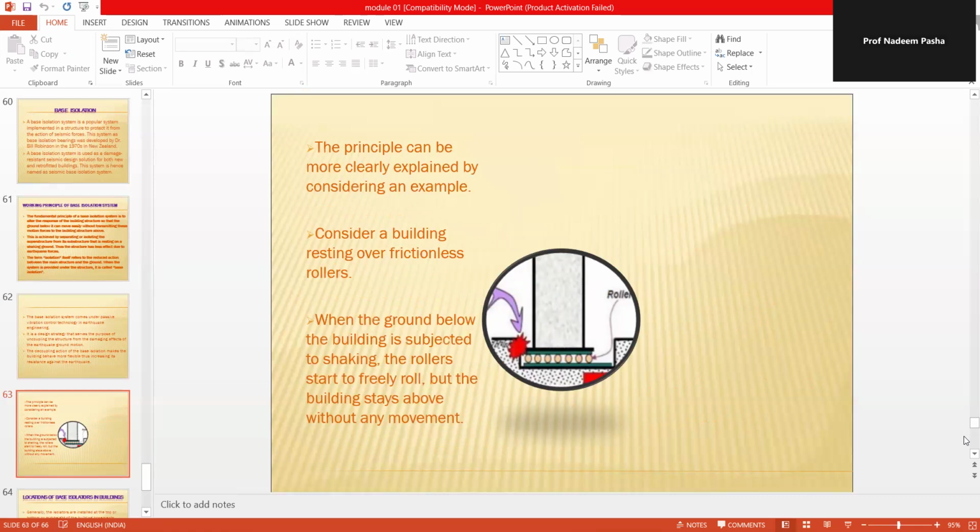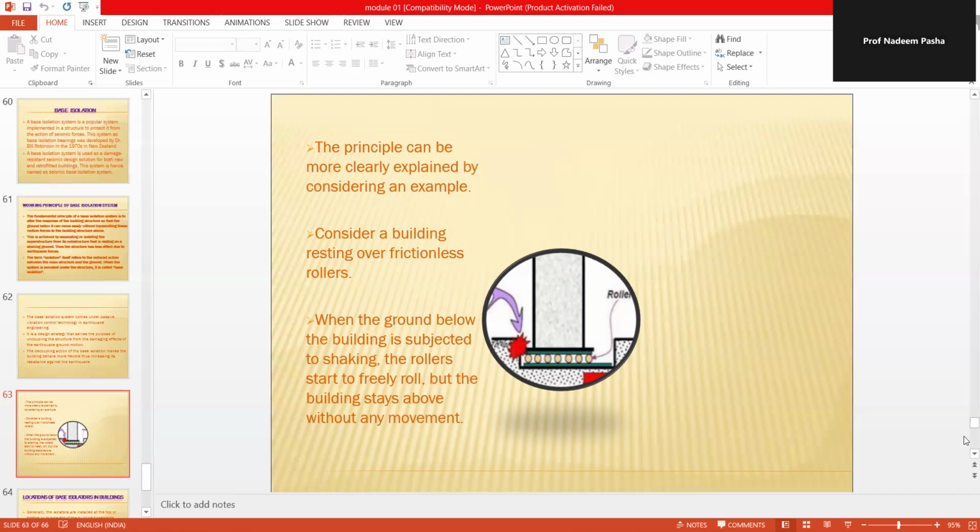Consider a building resting over frictionless rollers. See here, what are we assuming? We are assuming a building which is resting on frictionless rollers, because as we have seen, friction also plays an important role in damping. We are using rollers which are frictionless. No friction is between them.